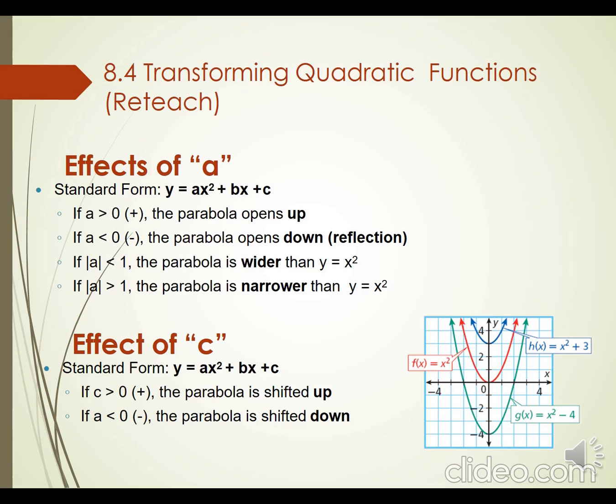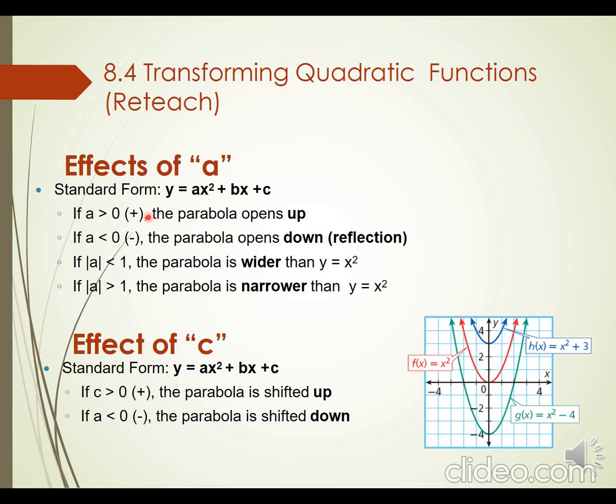Okay, let's start with the first point here. I want you to remember the effect of A and the effect of C in the quadratic equation in the standard form. Here we go again. This is ax squared plus bx plus c. A, B, C. Here we're talking about the effect of A.